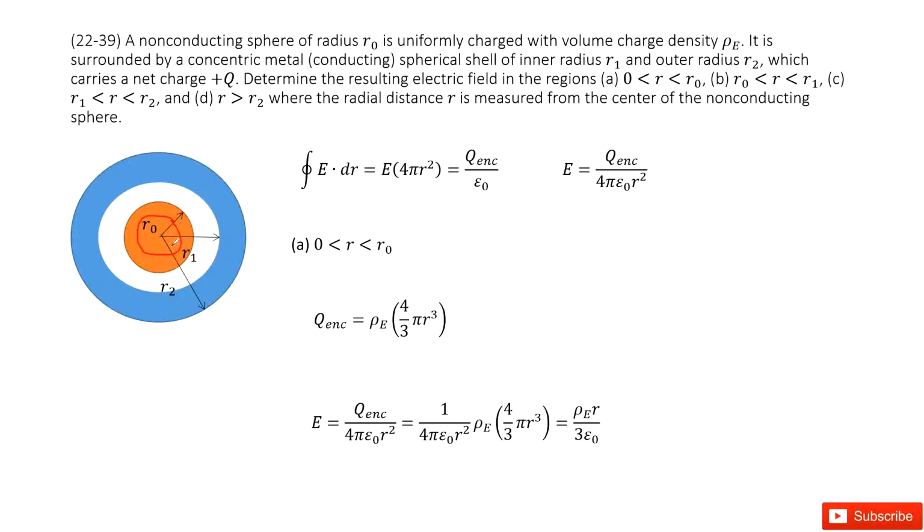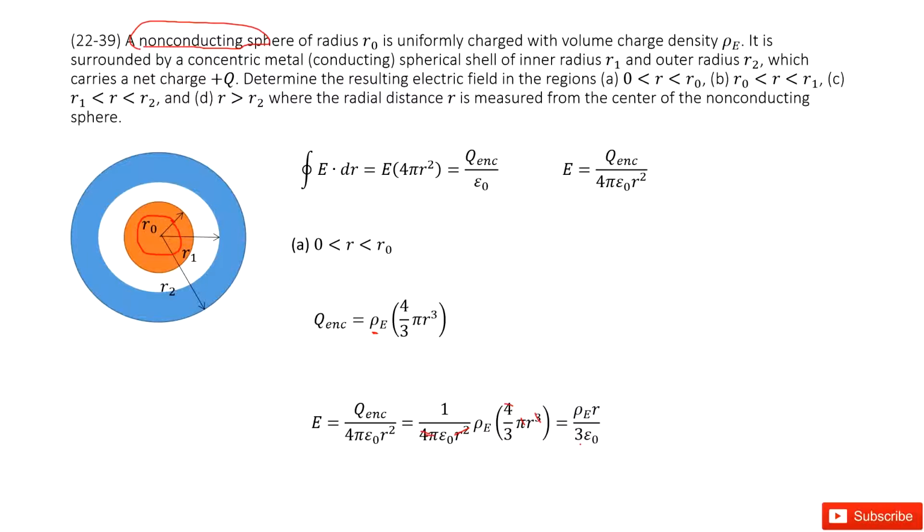Agree? Yes. Now we look at the charge enclosed. The charge enclosed is the charge density times the volume. Agree? Because this is a non-conducting object. Input this Q enclosed inside, we can see 4 pi cancelled, pi is cancelled, and r squared cancelled. So we get a final answer, looking like this one.